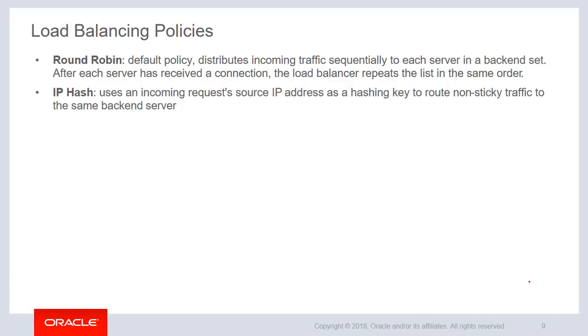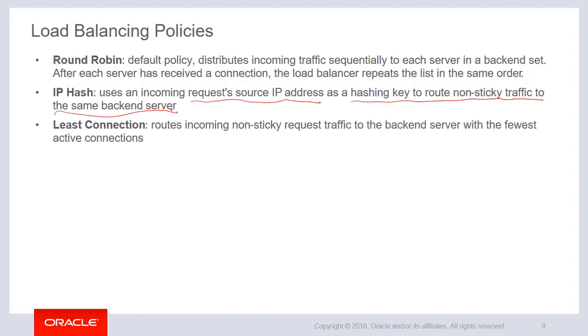There's something called IP hash, where the load balancer uses an incoming request's source IP address as a hashing key to route non-sticky traffic to the same backend server. There's something called least connection, where the load balancer routes incoming non-sticky request traffic to the backend server with the fewest active connections. So this is a mechanism where the load balancer is trying to balance the kind of work the backend servers have to do.